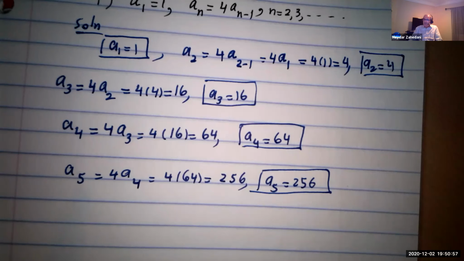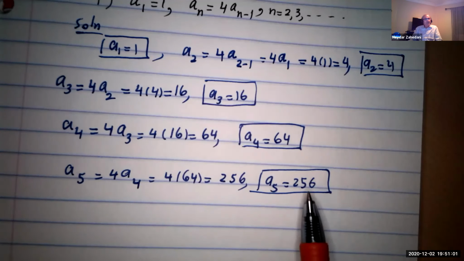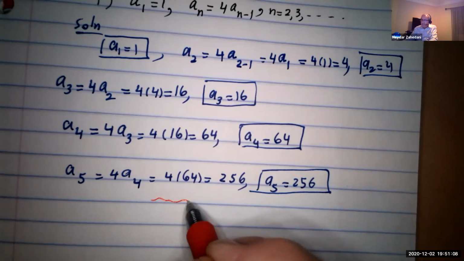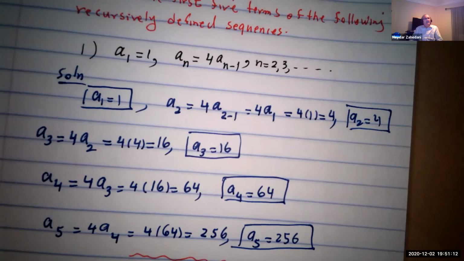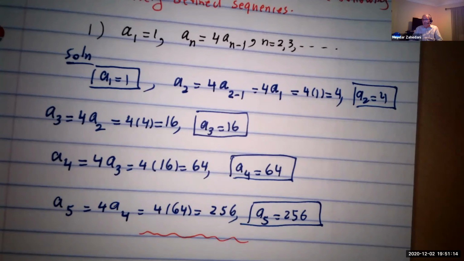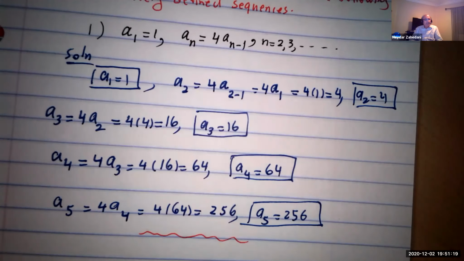So that gives you the terms of your sequence: 1, 4, 16, 64, 256. Then you can guess what the next part is going to be. So that's type 1. Type 1 is the fact that the general term, AN, is defined in terms of just one of them. Sometimes you may define one term in terms of the previous one.